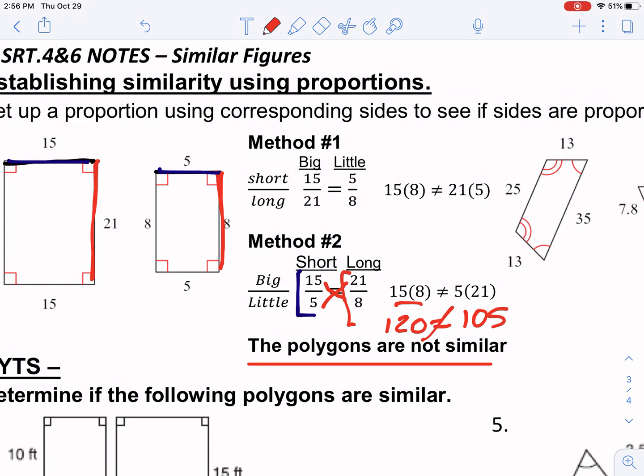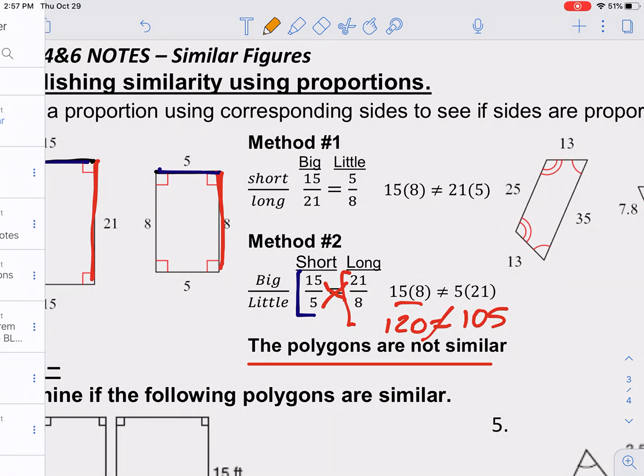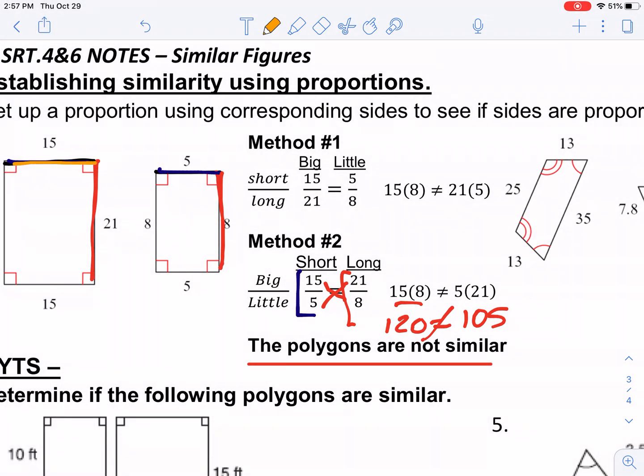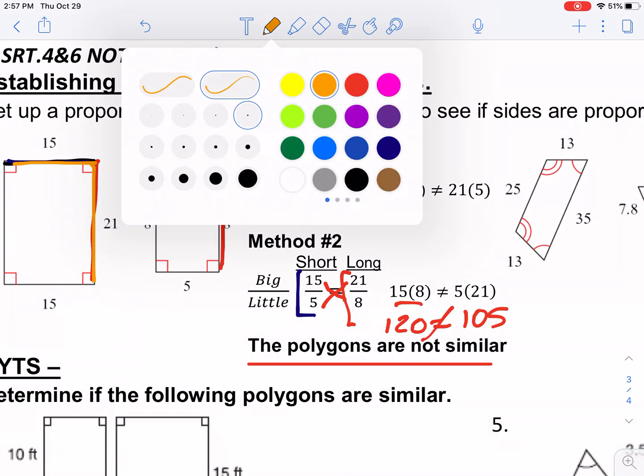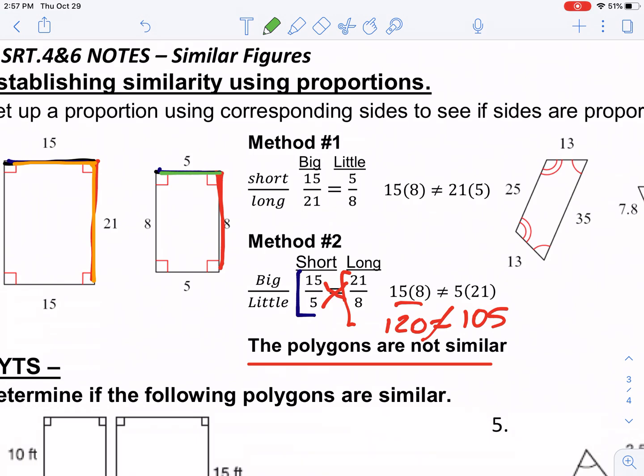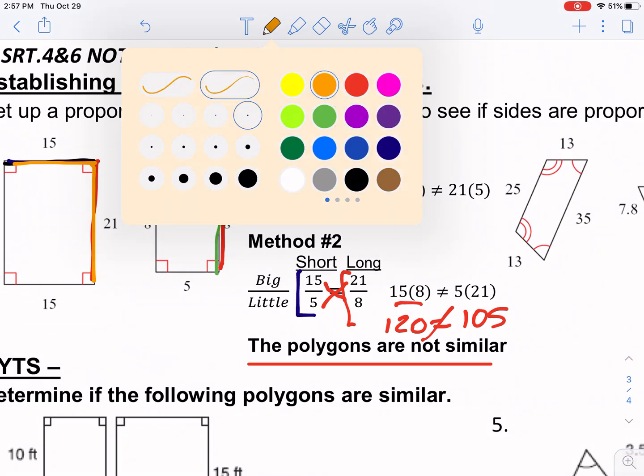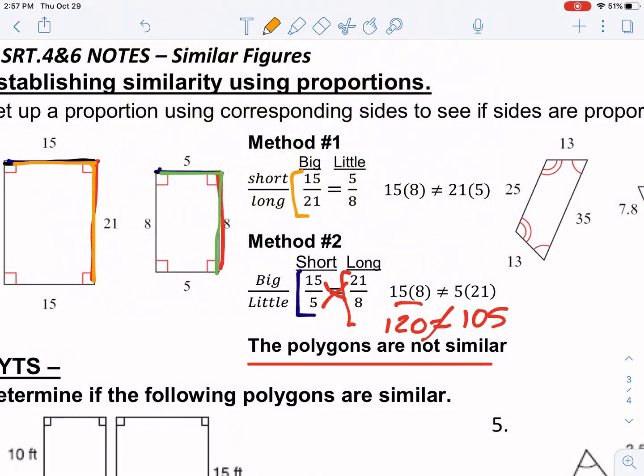Now, the other method you could use, which is the one that I don't use quite as often, is you could go long to short or short to long. It doesn't really matter which. So I'm going to take the shorter side 15 over the longer side 21, and that ratio between those two should be the same ratio between 5 and 8. Okay, so you could do it that way too, 15 over 21.